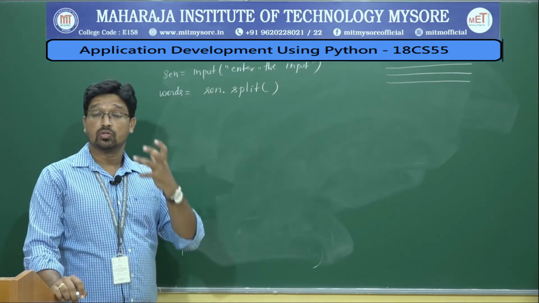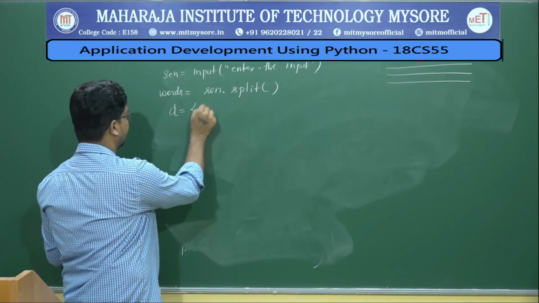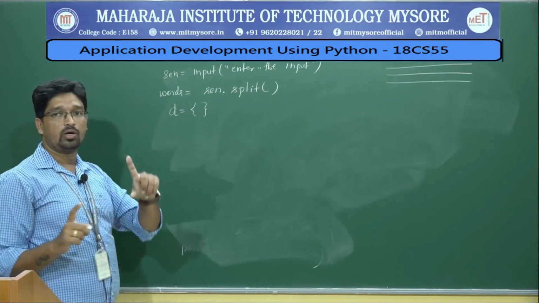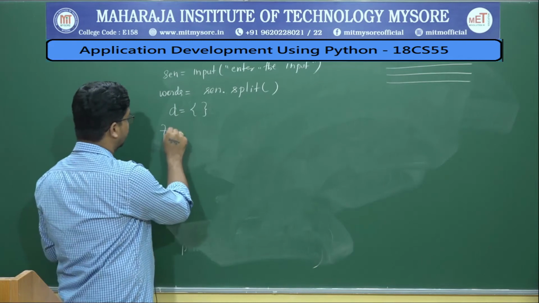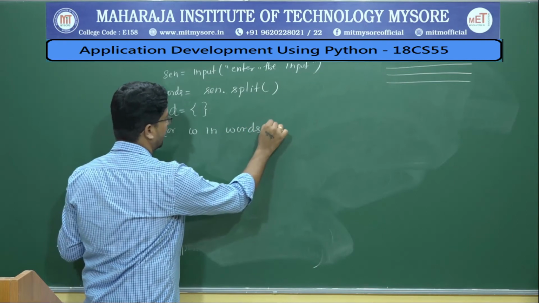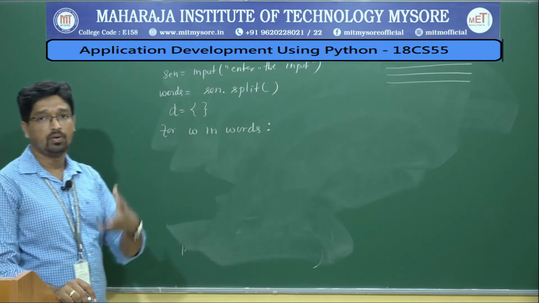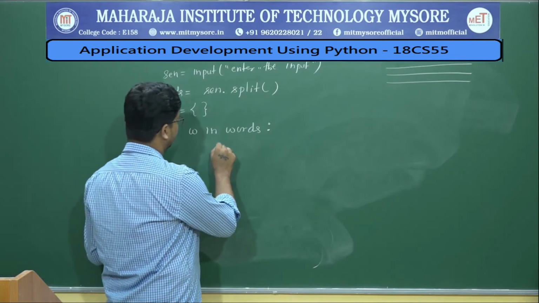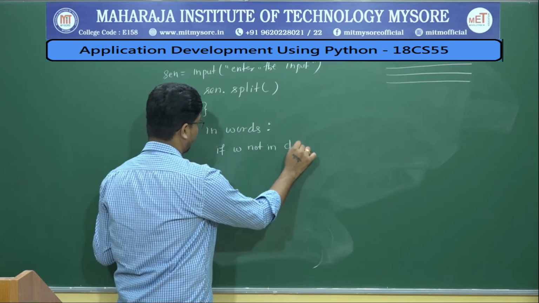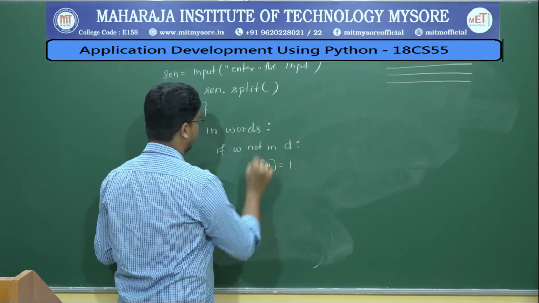Then what you should do, you need to store these values into the dictionary. Further, let us consider an empty dictionary. Now you need to access each word at a time. For that, I am writing a for loop, for W in words. Now, how to create a dictionary histogram? In the previous session, we discussed it. So we need to write if W not in D: if it is not in the dictionary, add D of W is equal to 1.